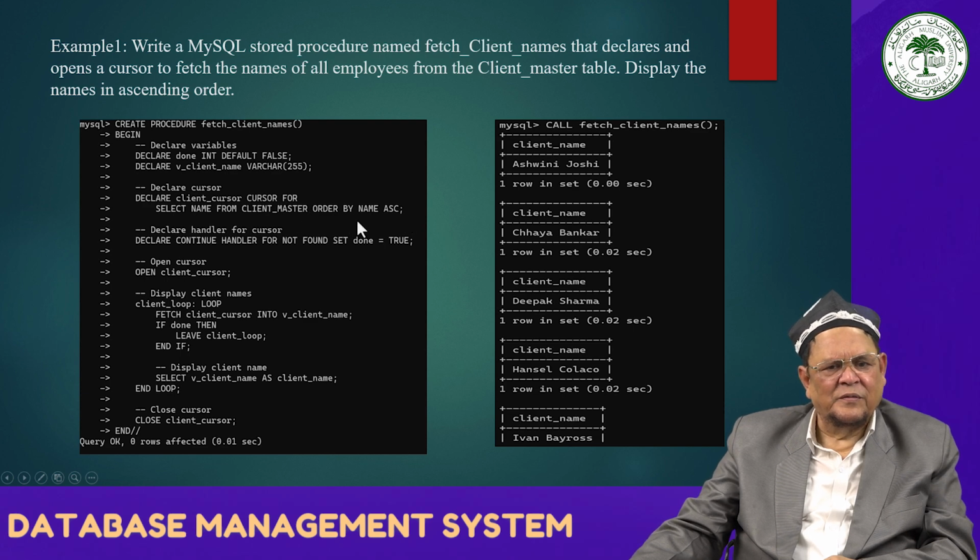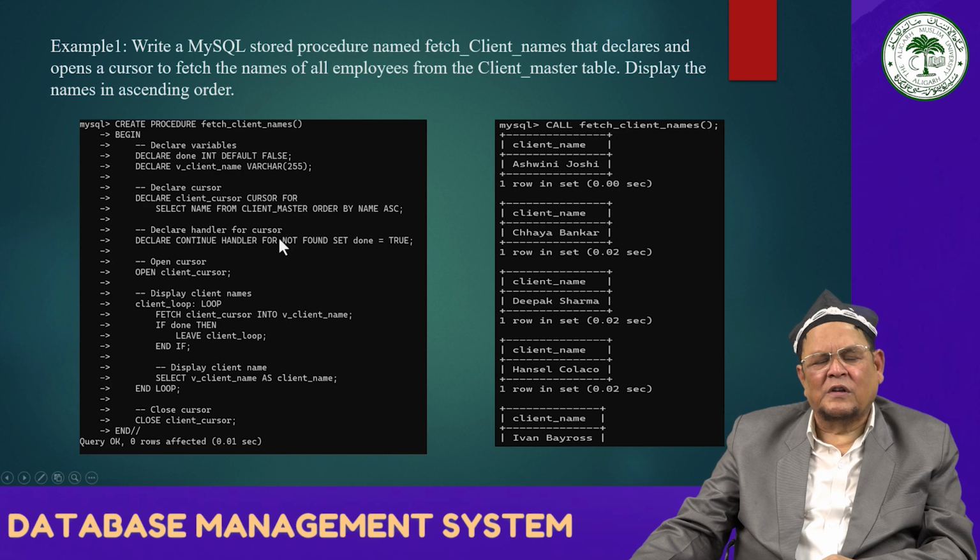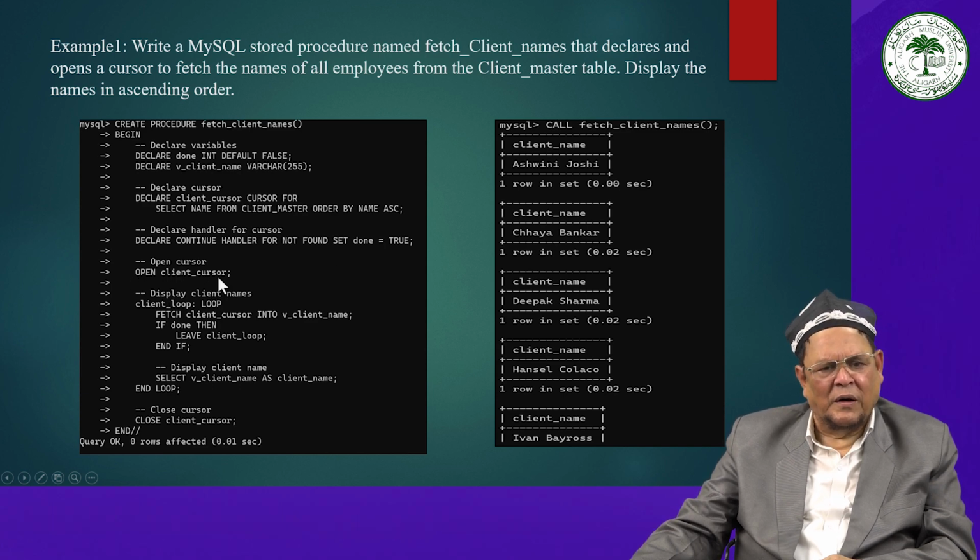Then declare the handler for the cursor. The command is declare continue handler for not found, set done to true. Then open the cursor, open client_cursor. Then display the client names in a client loop, and the loop will fetch. You fetch client_cursor into vClientName. If it is done, then leave the client loop, and then end if.